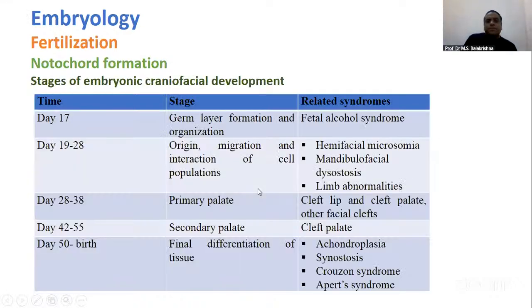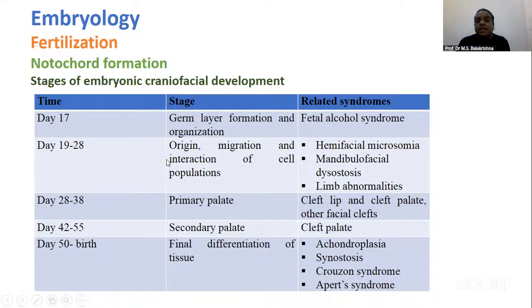Next, coming to the stages of embryonic craniofacial development. So at what day, what happens? And if that normal thing does not happen, a syndrome will develop. The clinical application, what is it? So up to 17 days, germ layer formation and organization happen. 17 days is the normal. In this 17 days, if there is a problem in germ layer formation and organization, the embryo, or later on when the child is born, develops into a fetal alcohol syndrome patient.